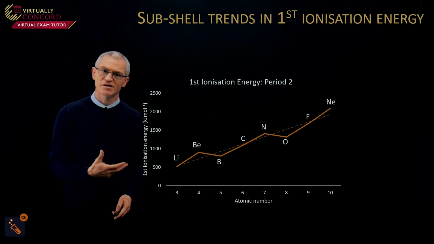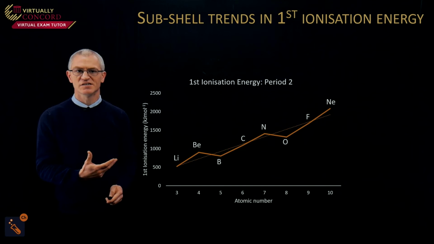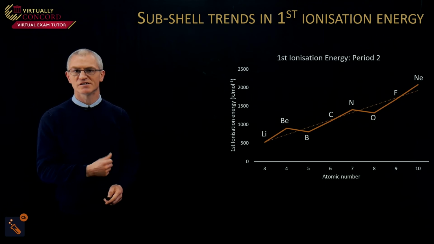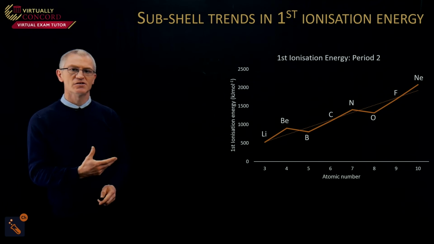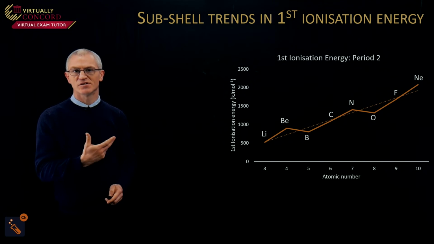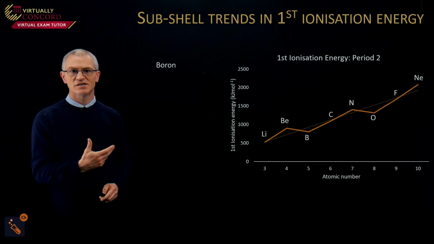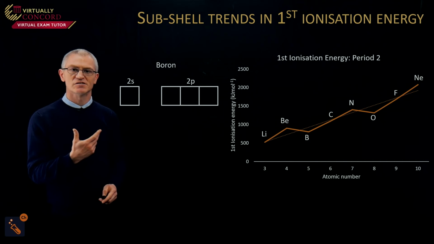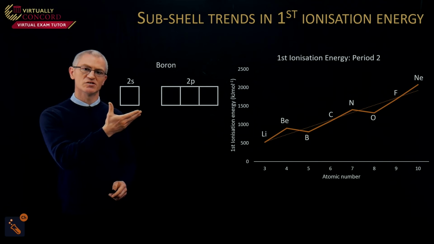Now in the exam, they're very keen that you can answer this type of question, and one or the other can turn up. To answer it, we have to look at electron configurations, and we have to look at orbital diagrams. So let's look at boron first of all and do its orbital diagrams with these boxes representing an orbital.